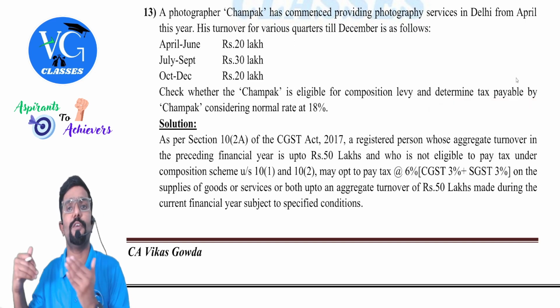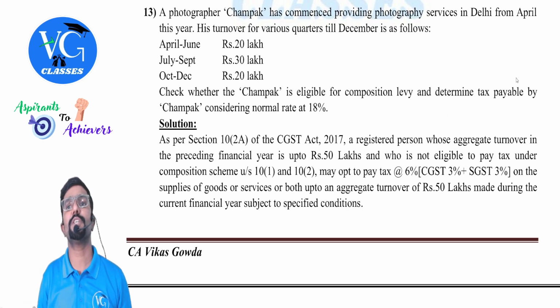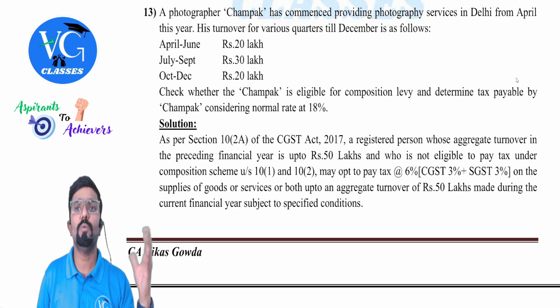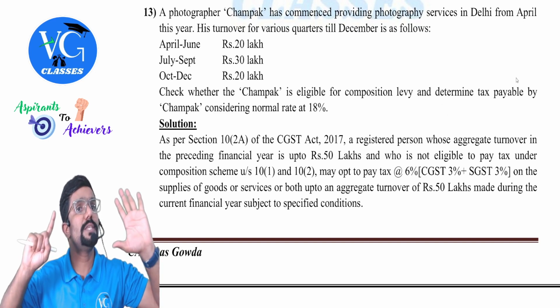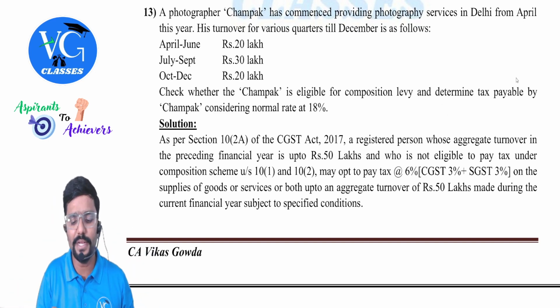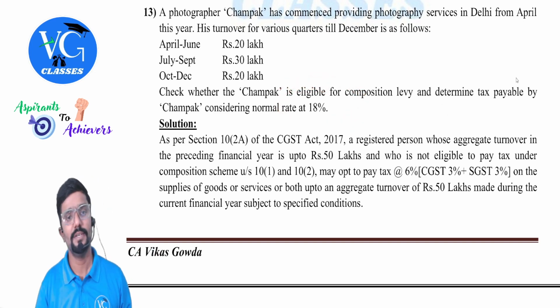Guys, if he is eligible for composition scheme, which composition scheme, 10(1) or 10(2A)? 10(2A). Under 10(2A), what is the rate? 6%. Okay, then why did they give 18%? We will see that.